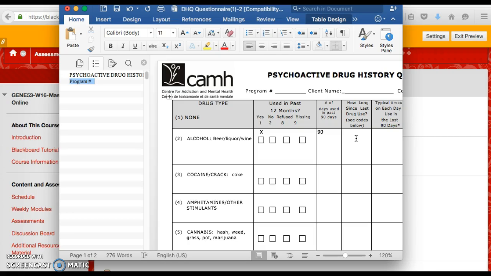So when did they last use? They've used every day, so you could put 0 if they used that day, or 1 as in they used yesterday. Typical amounts. Let's say this person uses, and don't give me too big of a range, but I would say like 5 to 6 a day, or whatever it is.